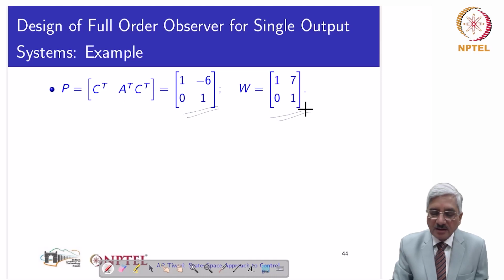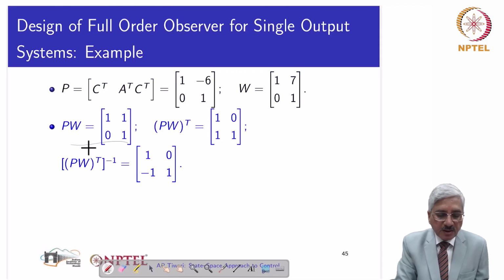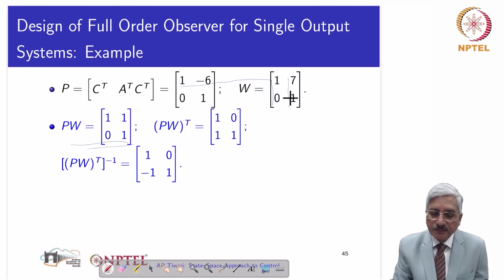We set up the W matrix. This is 1, a1 and 1. And then we have this as PW, the product of this: 1 into -1 minus 6 into 1 0. So 1 minus 6 into 7 1. So that will give 1. And then 0 1 into 1 0 will give 0. And 0 1 into 7 1 will give a 1. So that is PW, and PW transpose is this. And then its inverse will be this. One can verify.